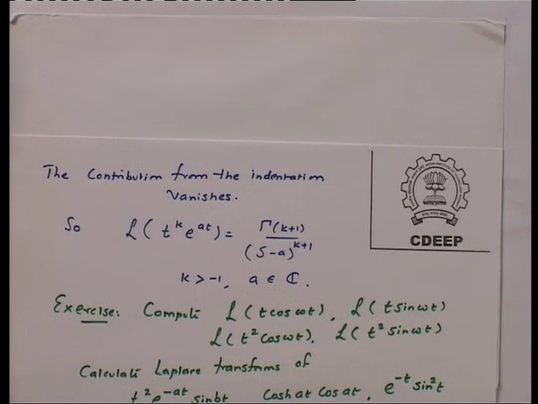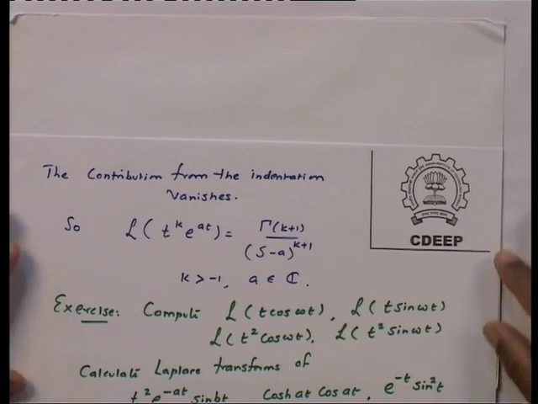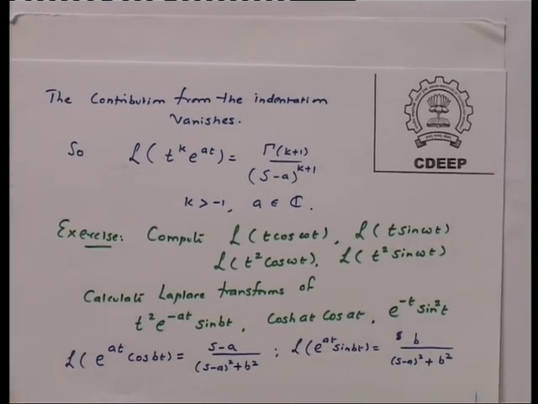The improper integral no longer converges, and the Laplace transform does not exist. So, the formula Laplace of t to the power k e to the power at equal to gamma k plus 1 over s minus a to the power k plus 1 makes sense when a is complex and when k is bigger than minus 1. Of course, the next thing would be to allow k to be complex, but let us not get into that. Let us just stop here with k real but bigger than minus 1. That is enough for our purpose. Let us not make it too complicated.